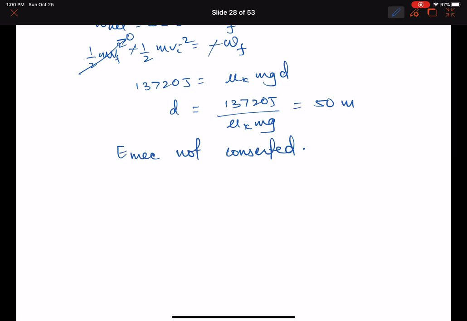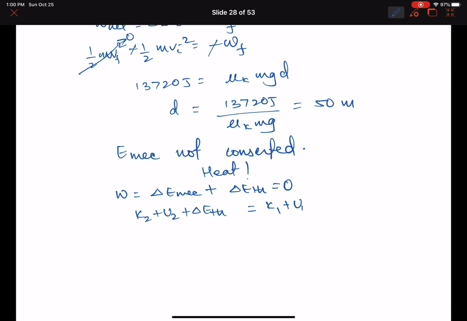Okay, because it is lost due to heat because of friction. The other easy way to solve this problem is work done equals change in E mech plus change in E thermal equals 0. So initial K2 plus U2 plus change in E thermal equals K1 plus U1.